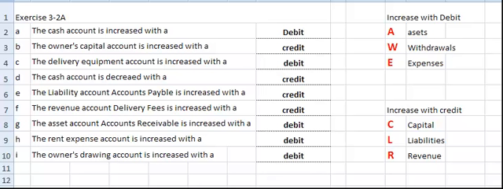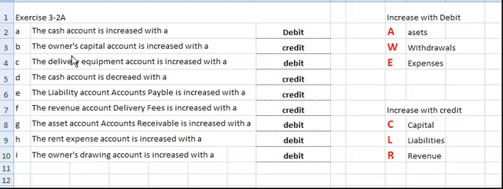In Chapter 3-2A, we're looking at the normal balances and the side that an account increases with, whether it's a debit or a credit. So what we're going to be looking at here is the key that I've used, the mnemonic device, with my AWE increase with a debit and my CLR, like to clean or CLR it, increase with a credit. So you can use this key and memorize this key to help you know how all the accounts are going to respond under certain situations.